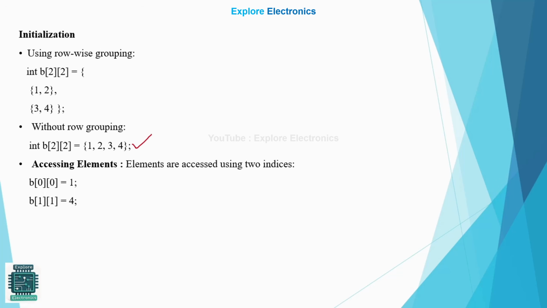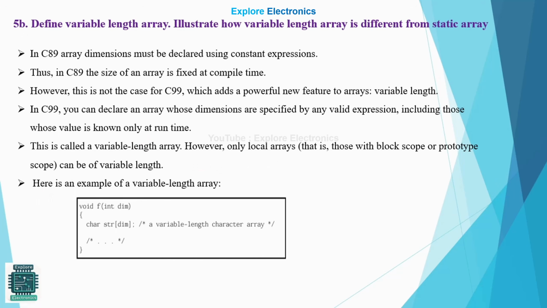And next one is accessing elements. Elements are accessed using two indices. Here, the same way. It remains the same. That's all about the fifth A question. Next is fifth B question.